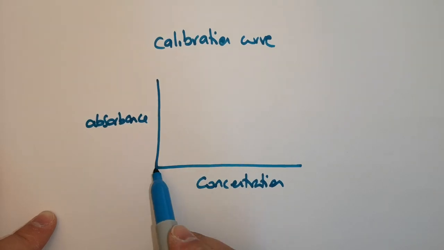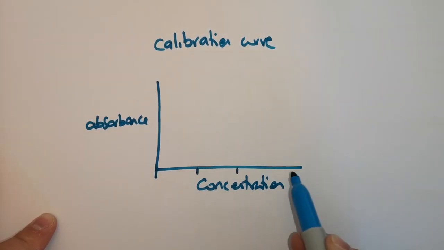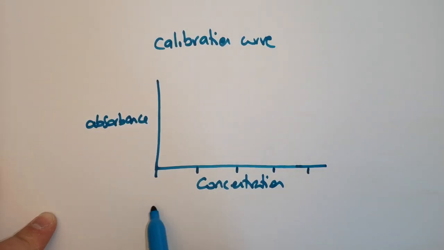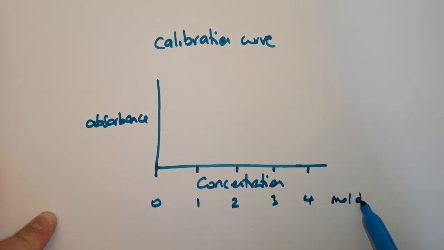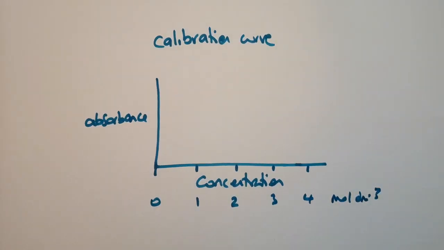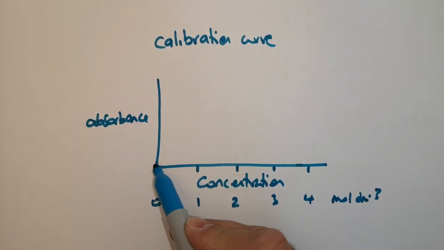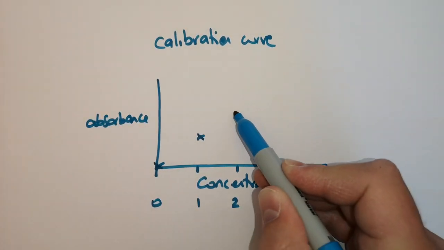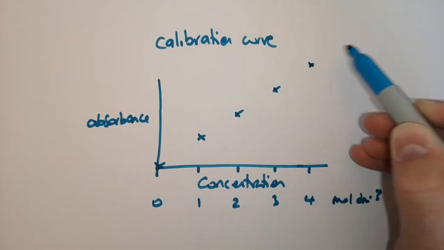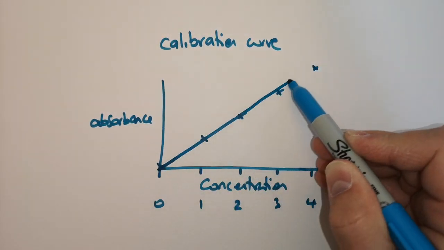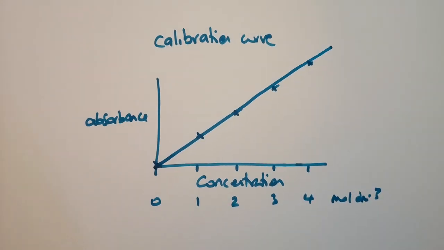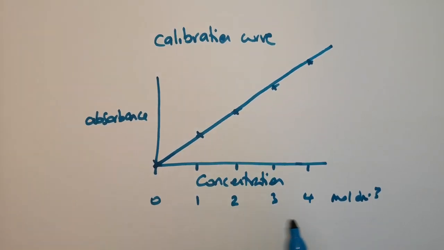So what I might do is select different concentrations of iodine. Let's say 0, 1, 2, 3, 4 moles per decimetre cubed. And I'd run the colorimeter with each of those samples. I would then get a value of absorbance from my colorimeter, my specific colorimeter, and that should give me a linear result. This is just a sketch graph, but we should be able to get a straight line from our calibration curve. Remember, that's with known concentrations.